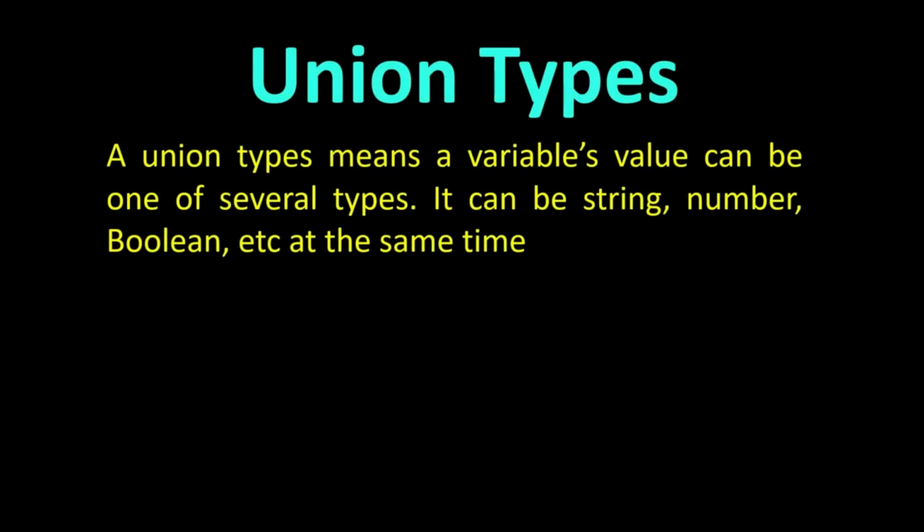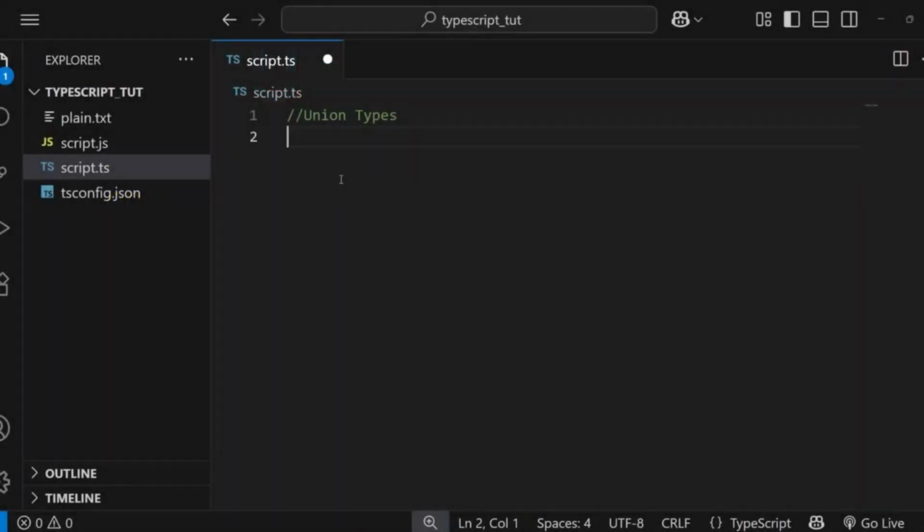A union type can be termed as a variable that can have multiple types of values at the same time. Let's understand through an example what we mean by this.